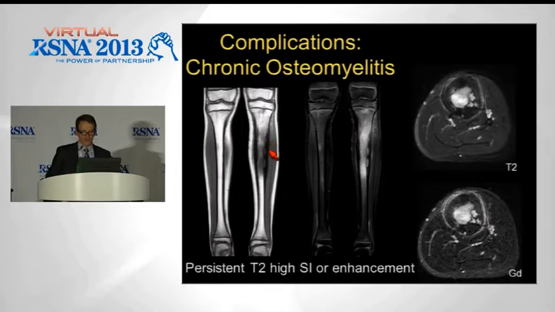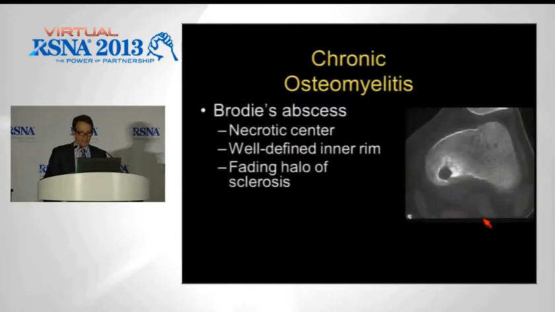This is a case of chronic osteomyelitis, again showing persistent activity in the bone marrow, thickening of the cortex, and evidence of abnormality both on T2 and on post-gadolinium images within the cortex, both of which indicate active disease.